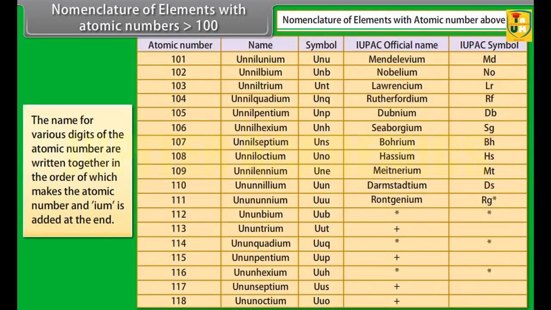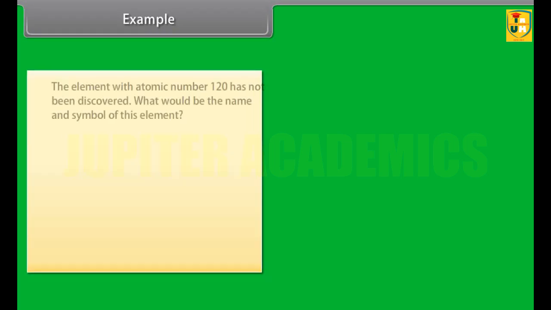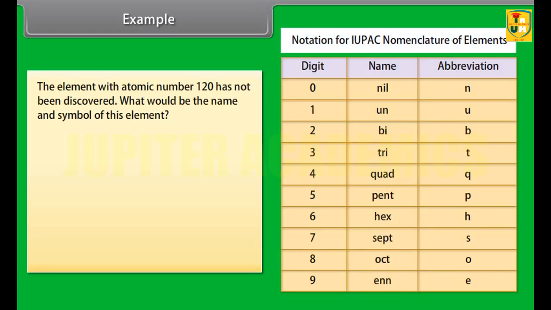The names for the various digits of the atomic number are written together in the order of the digits which make up the atomic number, and IUM is added at the end. Example: the element with atomic number 120 has not been discovered. What would be the name and symbol of this element?